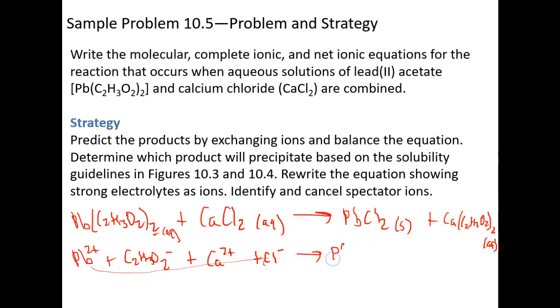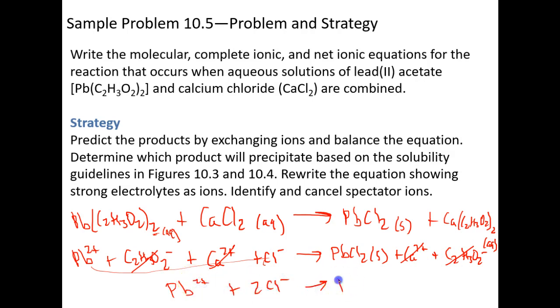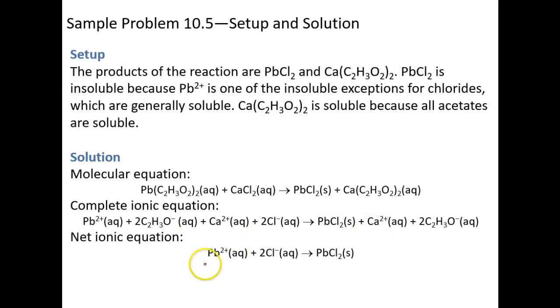So, the complete ionic is PbCl2 is a solid, plus Ca2 plus C2H3O2 minus. So my spectator ions are the acetate and the calcium and the acetate, because they're in the same state. So my overall reaction is lead plus chloride gives me lead chloride solid. Okay, so here you go. That's kind of confirming it. Plus, notice I have it balanced.